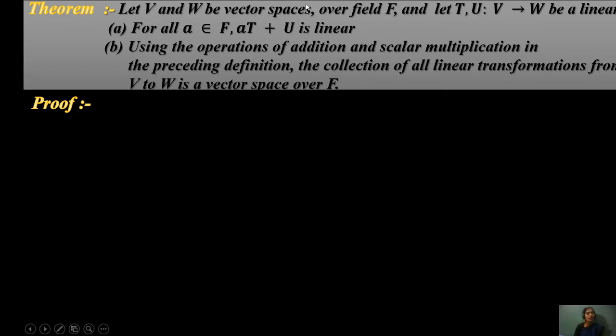Let V and W be vector spaces over the field F, and let T, U: V → W be linear. First part: for all alpha in F, αT + U is linear. Second, using the operations of addition and scalar multiplication in the preceding definition, the collection of all linear transformations from V to W is a vector space over the field F. Let us start.